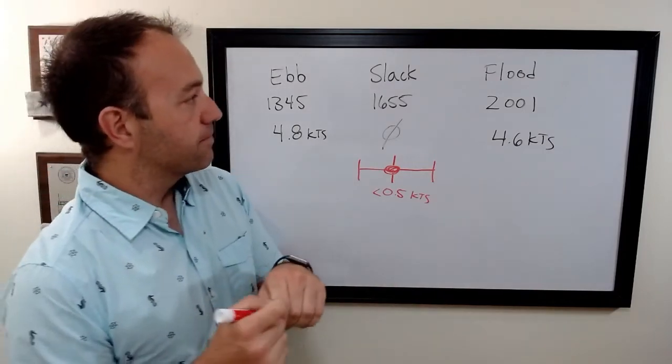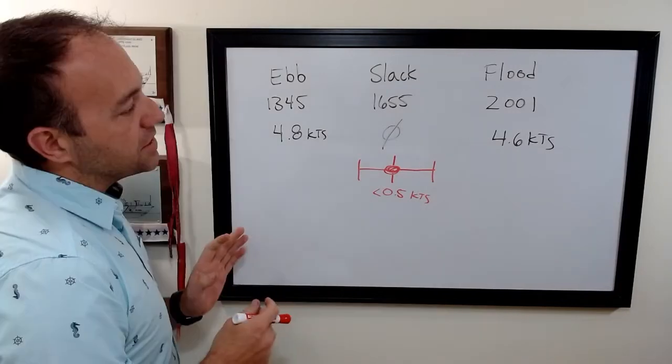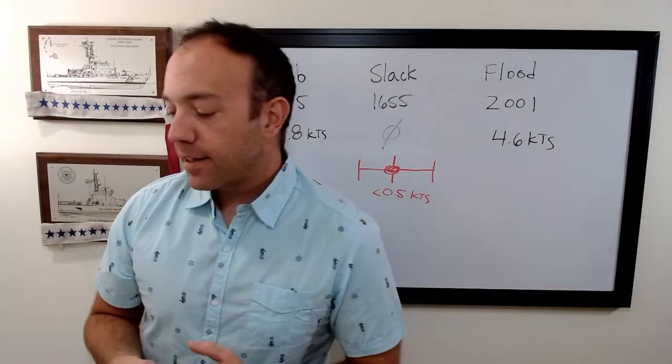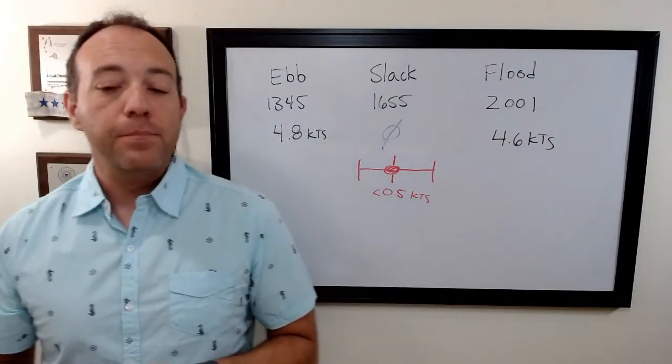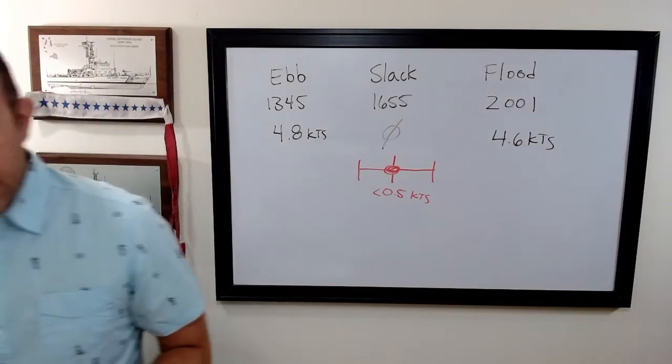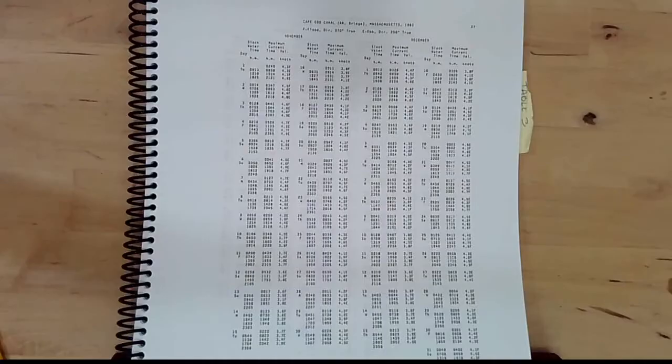Okay, back to the question. So what we want to do is we're going to use what's called Table 4 in the current tables to figure out the period of slack water. And in order to use Table 4, let's take a look at it, and that'll help us determine what we need to do.